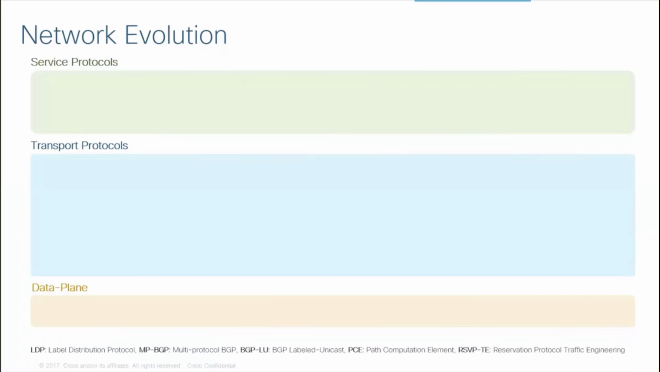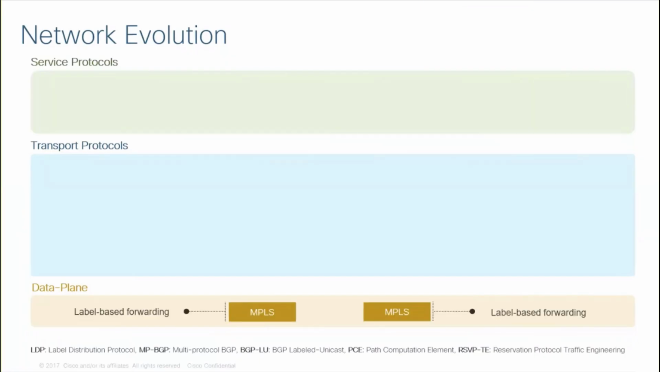Maybe the best way to visualize that evolution is to start from the bottom of the slide and look at the data plane. What's happening on the wire? On the left and on the right, legacy, yesterday, today, or the future, it is the same thing. I'm running MPLS as my data plane. So my devices are performing basic label-based forwarding functions. They're doing a pop, a push, and a swap.